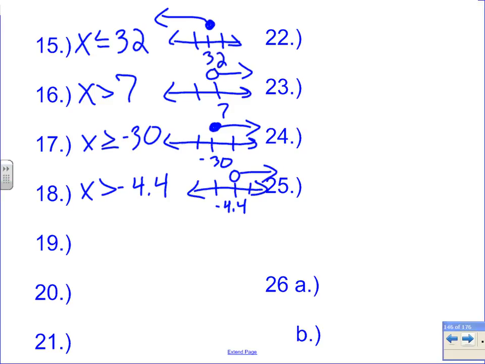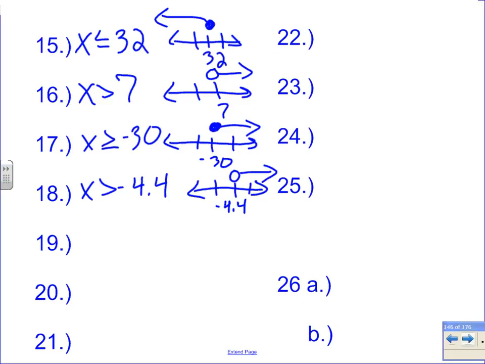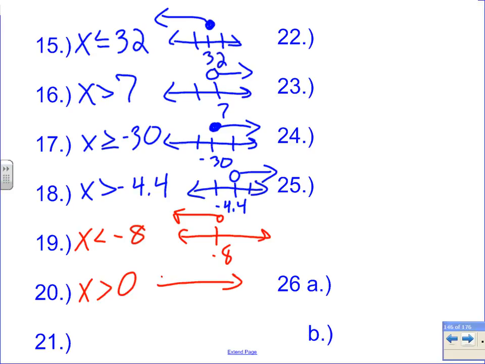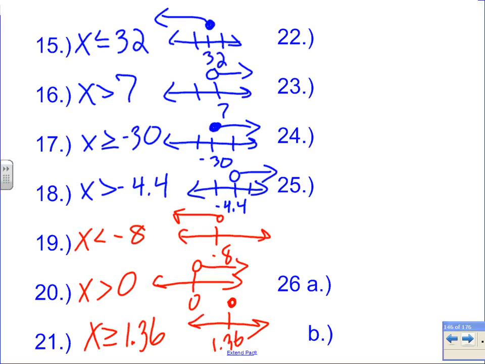Donatus, 19. Okay. Good. Open circle to the left. Jeremy, number 20. Good. Number line. Open circle going to the right. Good. Emma M, 21. Good. Number line. Good job. Adam, 22.